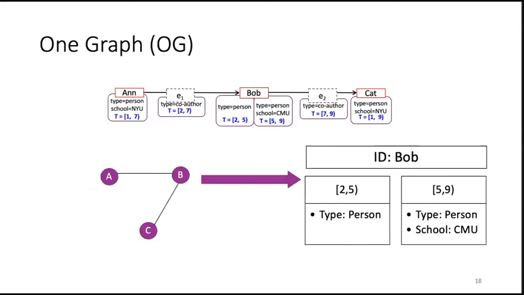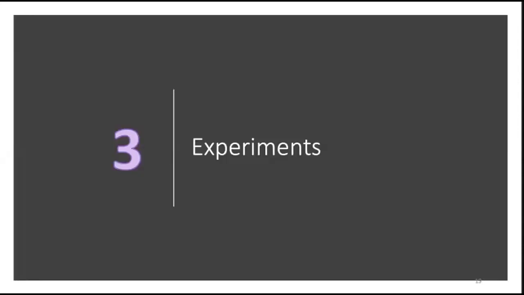Another way to implement a T-graph is one graph, or OG. In OG, one graph stores the whole history of the graph compactly. The way this is implemented in Portal is that we have one graph, and each node or edge in that graph has an array that stores the history and validity of the attributes. For example, if you look at node Bob, you can see that the array corresponding to this node has 2 cells, each storing the information for the corresponding intervals.